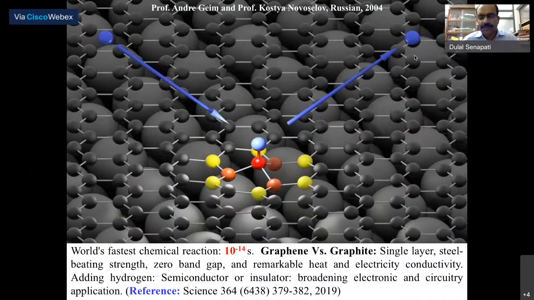So, I start the lecture with fast or slow kinetics. This is one report from 2019, a very recent report, on how fast a chemical reaction can happen. It has been found that the abstraction or adsorption of hydrogen onto the graphene surface occurs lightning fast, about 10 to the power minus 14 second, which is about 10 femtoseconds. This is one of the fastest reactions we can still record.